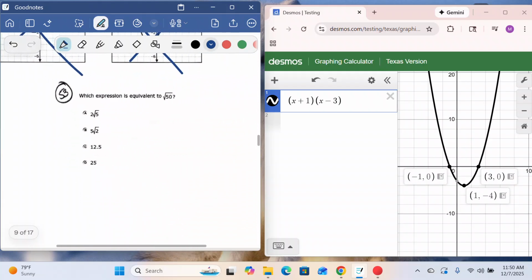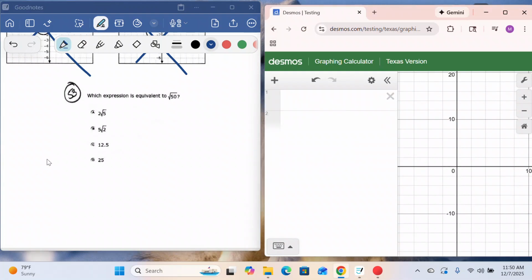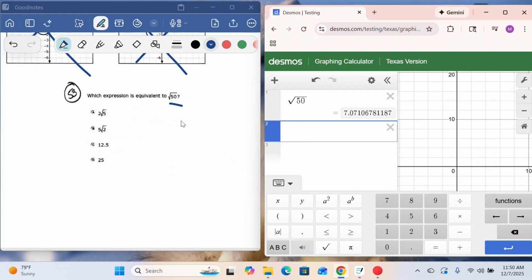So if you look at number 53, which expression is equivalent, you got to remember that equivalent does mean equal. So all I would do is input this one into Desmos and let Desmos do the work. I don't have to do a table, all I have to do is the square root of 50. And that's 7.07, and then I input every single one and see if I get lucky. The first one, 2 square roots of 5, is wrong.